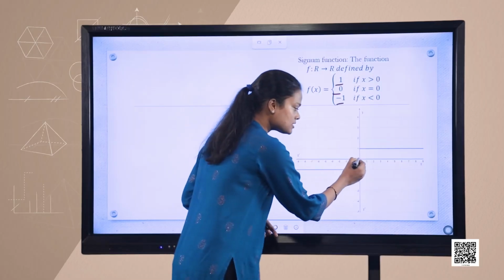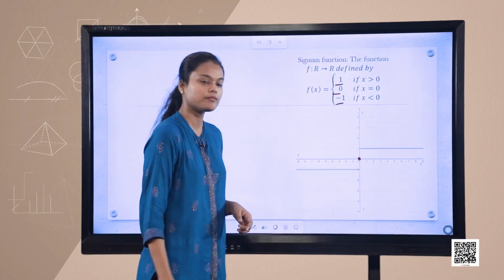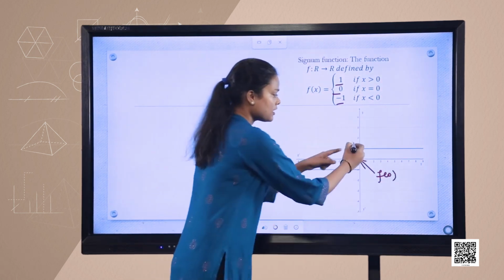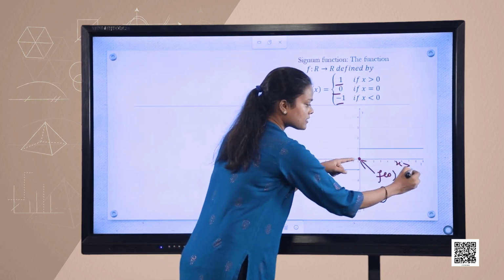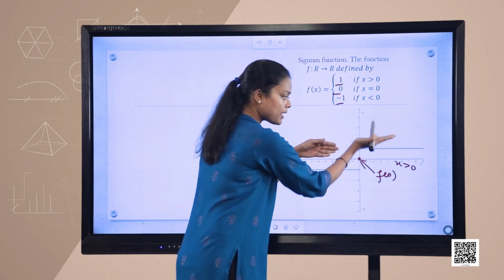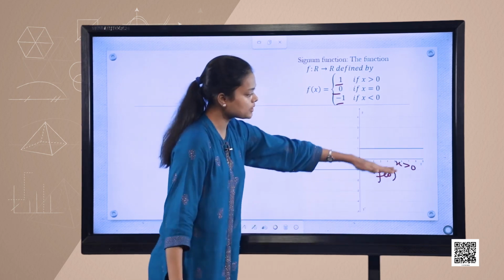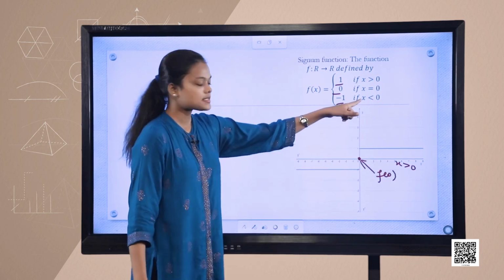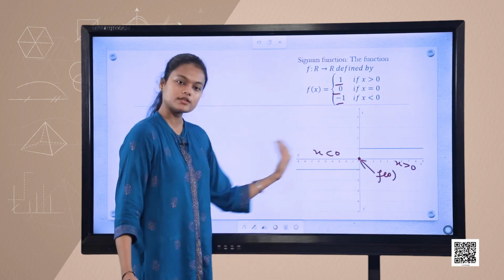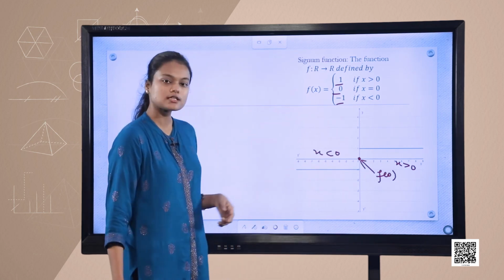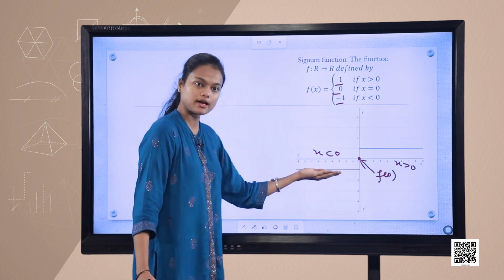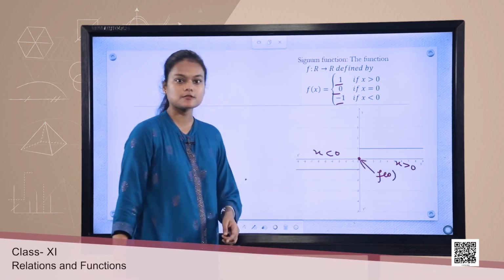You may see that this point 0 is representing f of 0. Whenever x is greater than 0, f of x is taking 1 as the value. So it will be a line parallel to the x-axis, and it will be on the positive side. When x is less than 0, that is when we are taking all the values on the left hand side of the real line, then f of x is coming out to be negative 1. So it will be a constant, that means a parallel line below the x-axis.